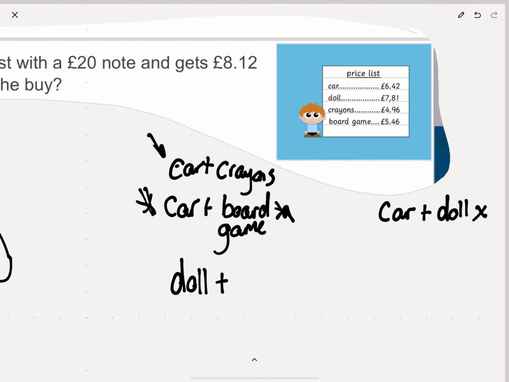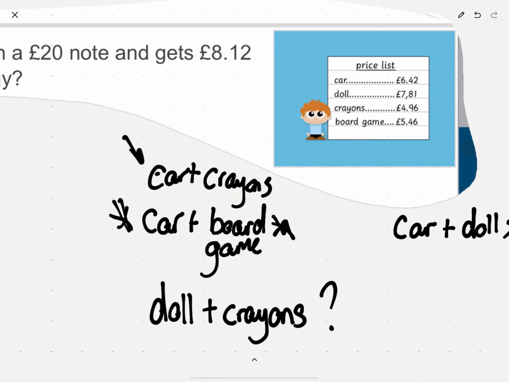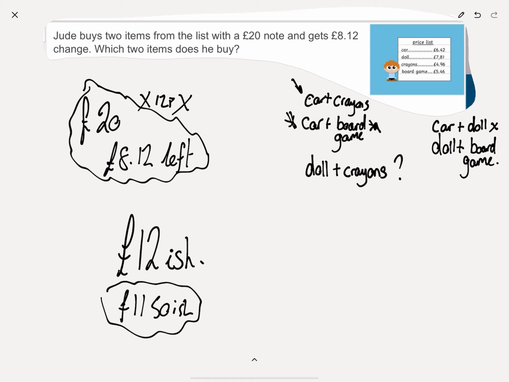It looks a bit high to me, so I might do that one last. And doll and board game, 7 and 5 is 12, which is already too big. So that's going over there, doll and board game. Okay, so I've narrowed it down now to what it could be. So I'm going to work out exactly how much he spent so I know what answer I'm looking for.